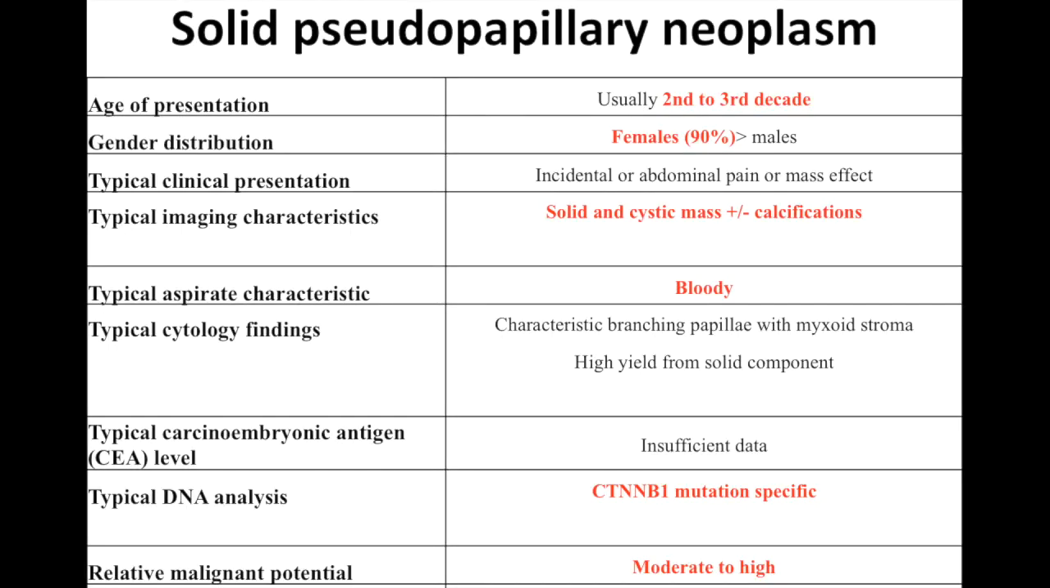Solid pseudopapillary tumors, we'll talk about these briefly, and these SPNs are also known as Hamoudi tumors. They're a rare tumor of the pancreas comprising only 2% of pancreatic cystic lesions. They most commonly occur in young females and typically require operative management due to risk of malignancy.